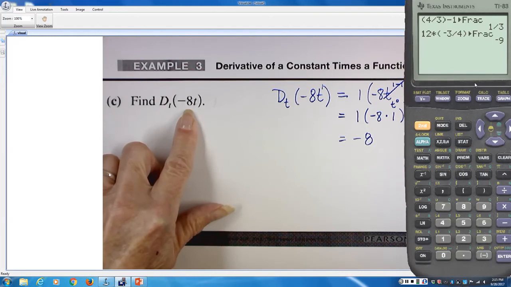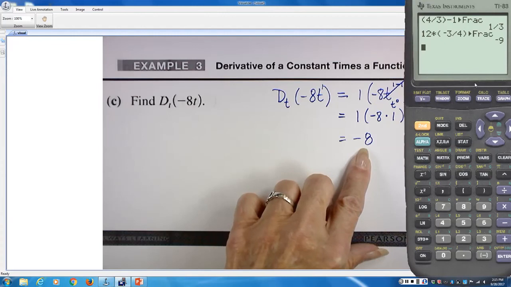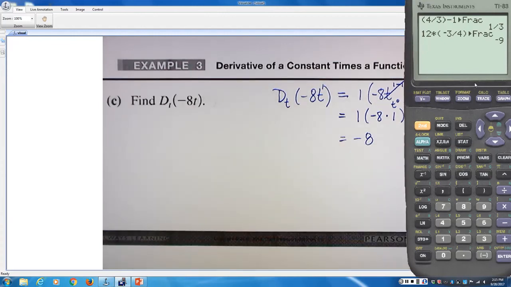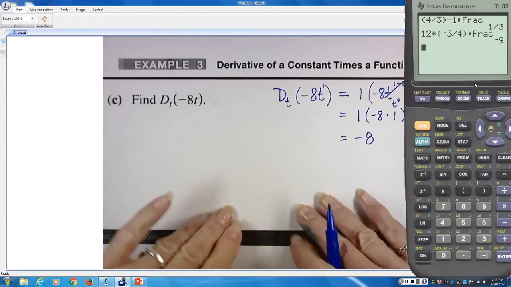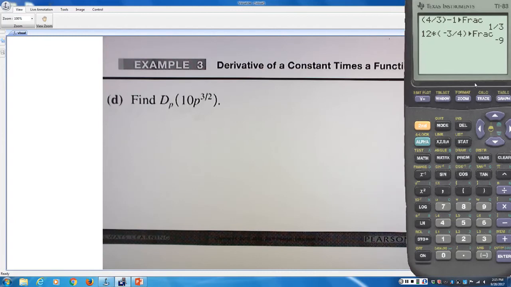What would the graph of negative 8t look like? It's a straight line going down fast. Its slope is negative 8. Its derivative is negative 8. Okay? I want you to keep derivative and slope connected up in your mind, because that's going to be important.